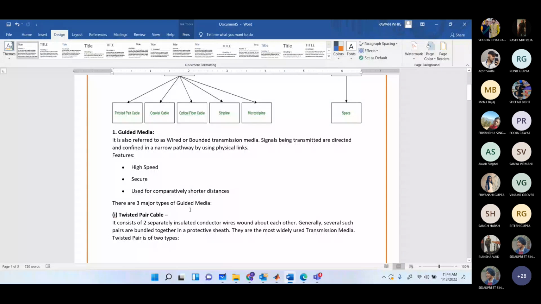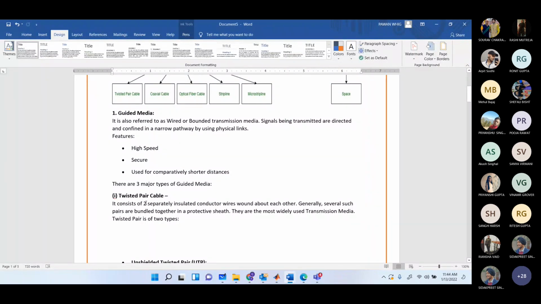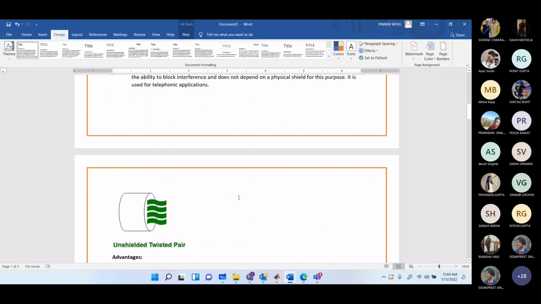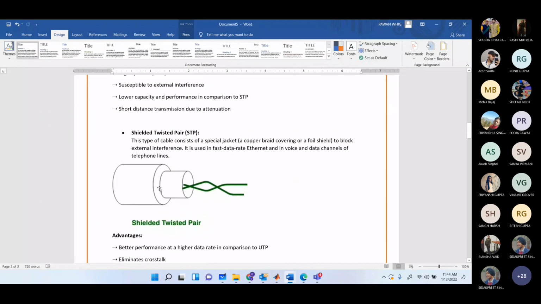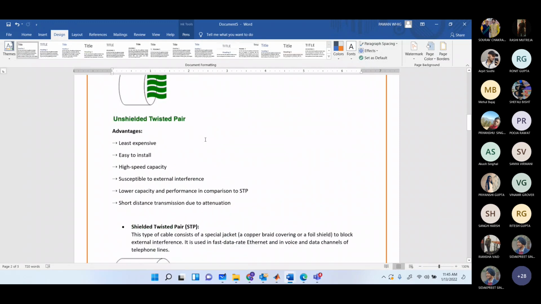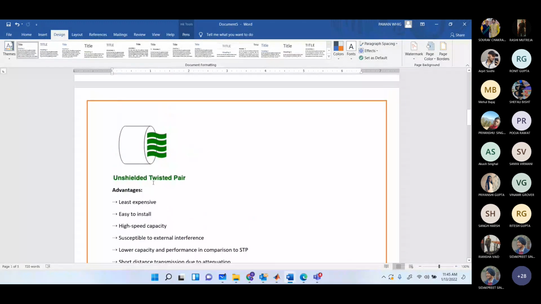Now there are three major types of guided media. The first one, which is used widely across the globe, is twisted pair cable. It is two separately insulated conductor wires wound around each other, and it looks like this. This is unshielded twisted pair, and this one is shielded twisted pair. Shielded means there is a plastic shield over it, acting as an insulator, which saves it from the environment. That is what we call STP, shielded twisted pair. Another one is unshielded twisted pair, which we call UTP.